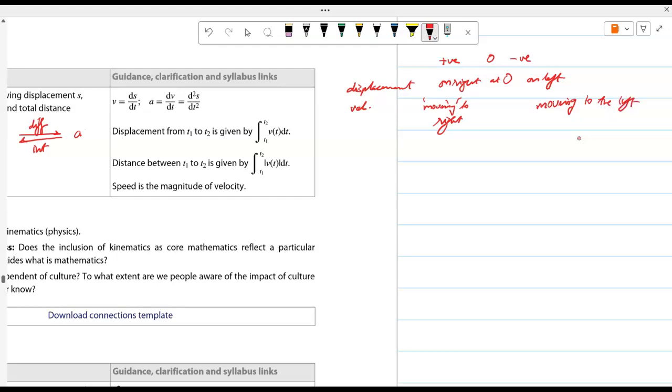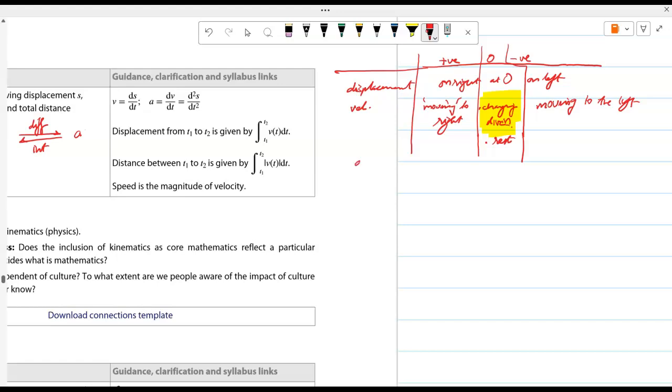If velocity is 0, what does it mean? Then it's changing direction. Very good. Very, very important: when the velocity is 0, the body changes direction. This is what they keep on asking. So when the velocity is 0, the body is changing direction, or the body is at rest. Those are the two interpretations.